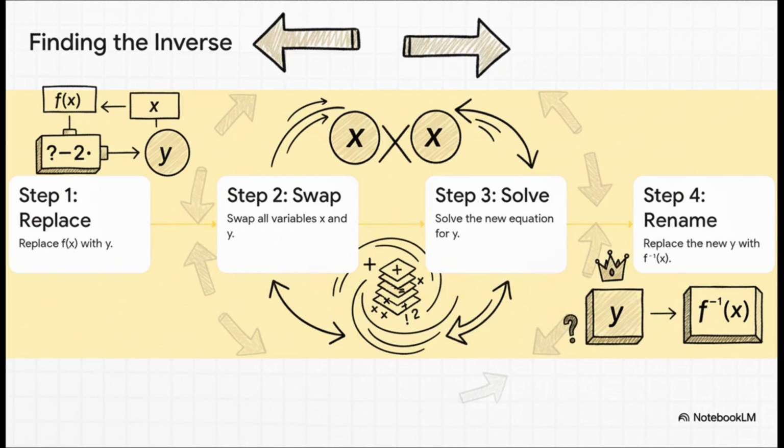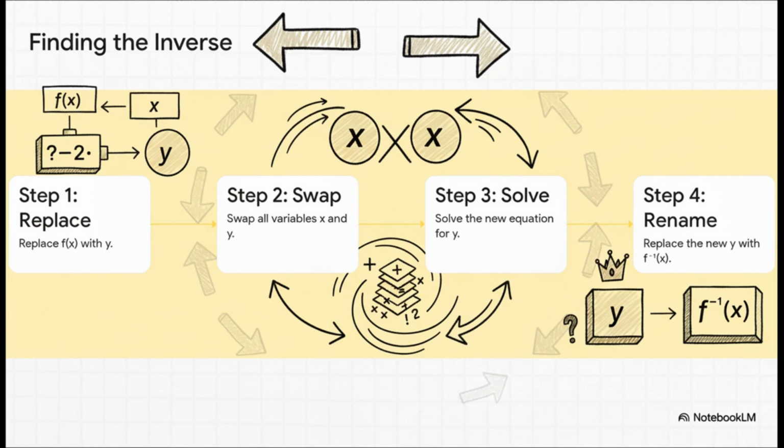Step 1, just replace that f of x with a plain old y. Easy enough. Step 2, and this is the magic move, you swap the x and the y. You literally just trade their places. This is the moment you're flipping the machine into reverse. Step 3, now you just do a little bit of algebra to solve for that new y.